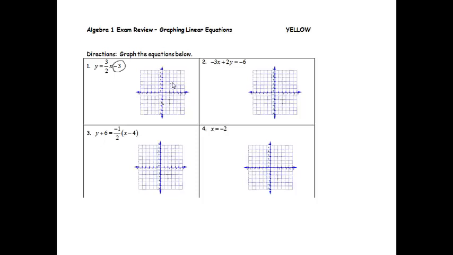Up 3 over 2. Up 3 over 2. And then I will make a nice line. And there we go. I don't need to shade because there's no less than sign. All right, next one, negative 3x plus 2y equals negative 6.